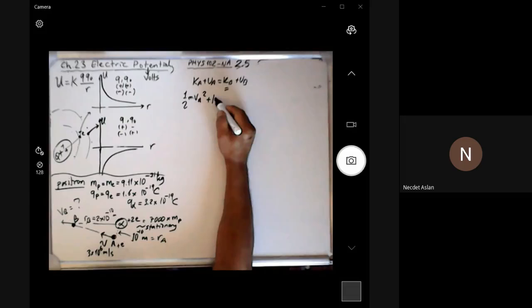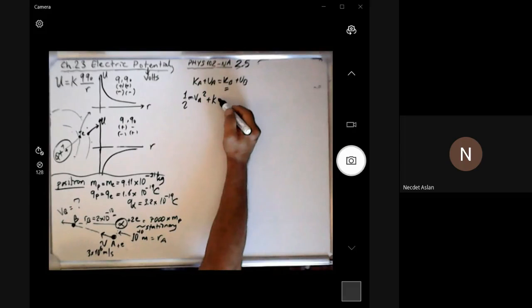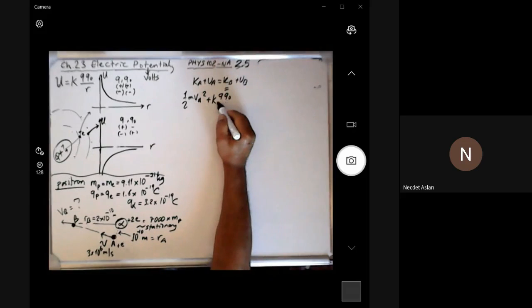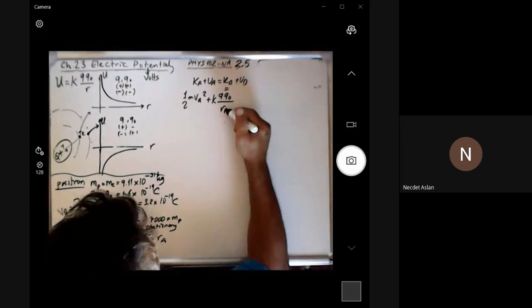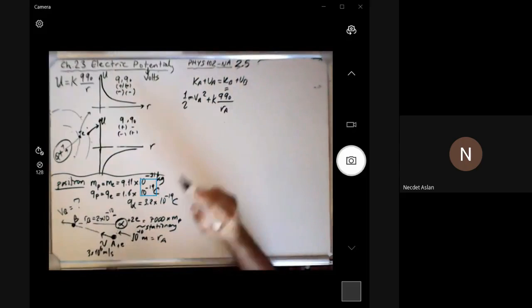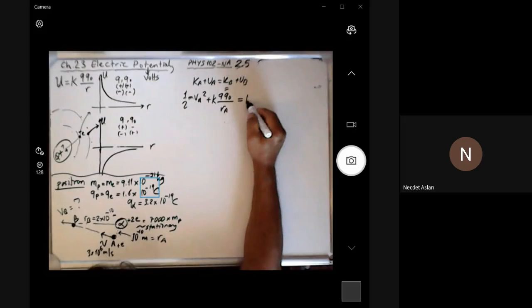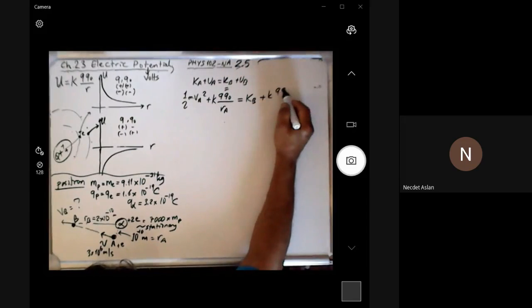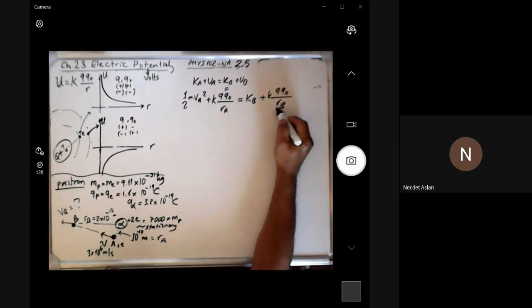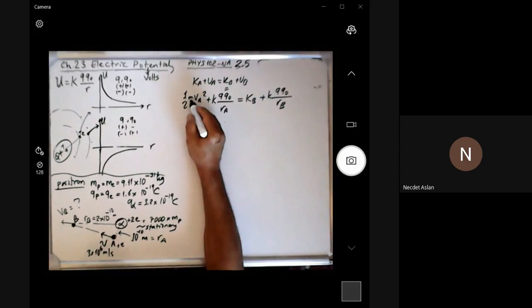K times Q times Q0 divided by RA. Square or not square? Not square. Don't forget, the potential energy doesn't have any square here. So it's equal to KB, which we have to find, plus UB, which is K Q Q0 over RB. So if you put all these distances in, how can we do this?